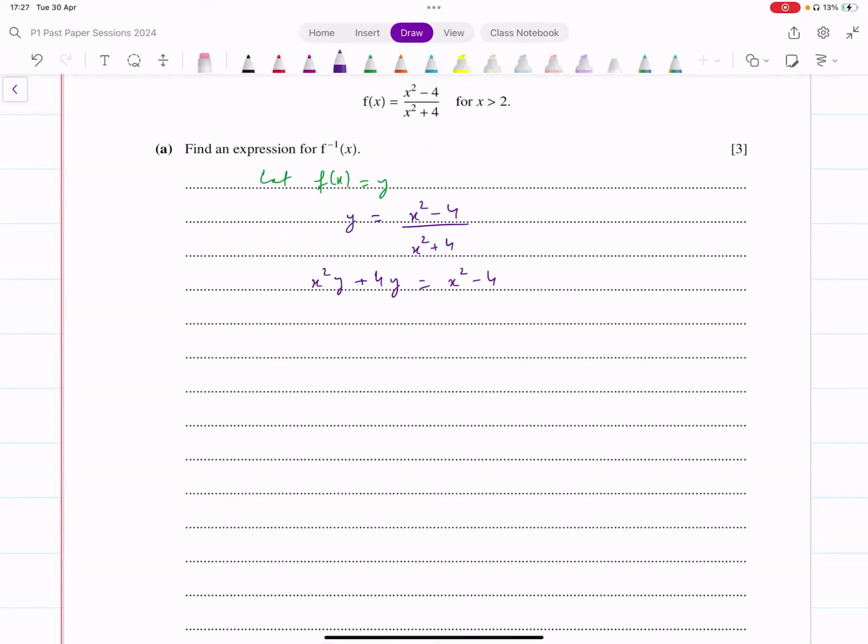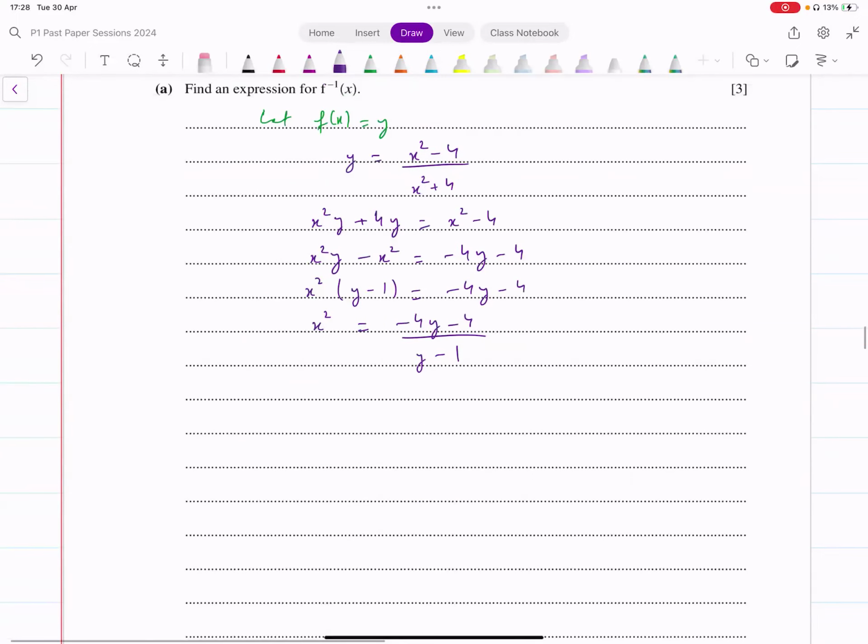Now take all x terms to one side, everything else on the other side. So we get x squared y minus x squared. On the other side, we have minus 4y minus 4. Okay, and now we can take x squared common here on the left side, and that gives us y minus 1 inside. On the other side, we have minus 4y minus 4, and x squared becomes (minus 4y minus 4) divided by (y minus 1). Okay, that's what x squared is.